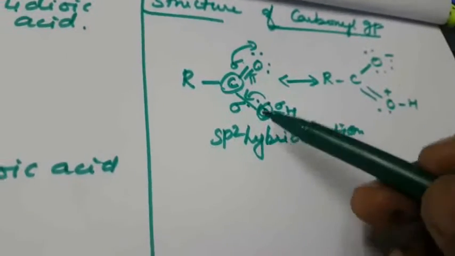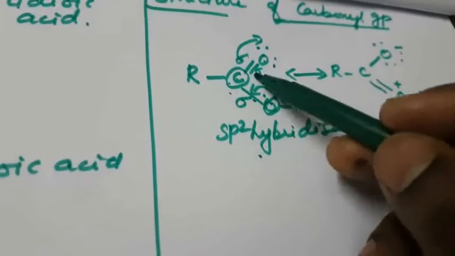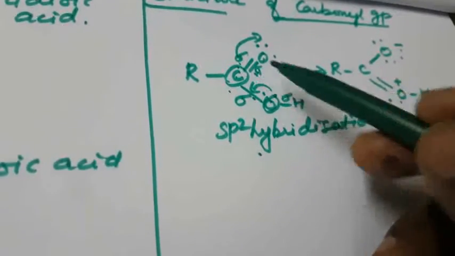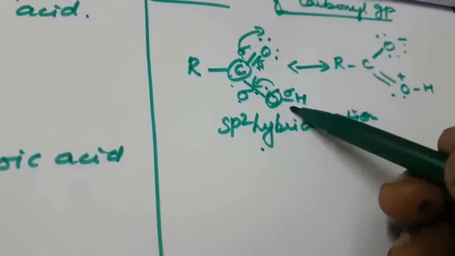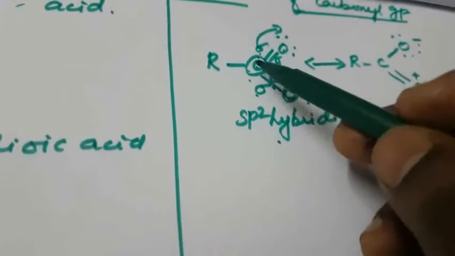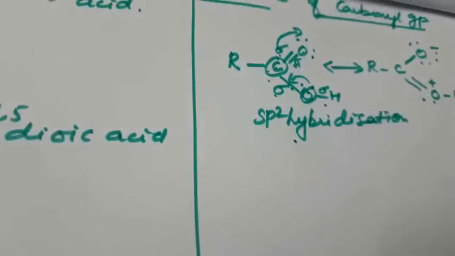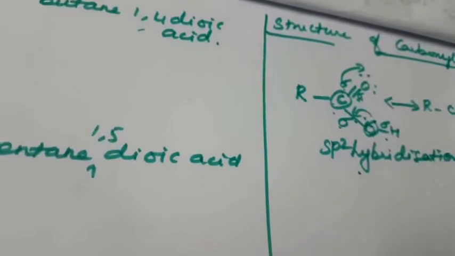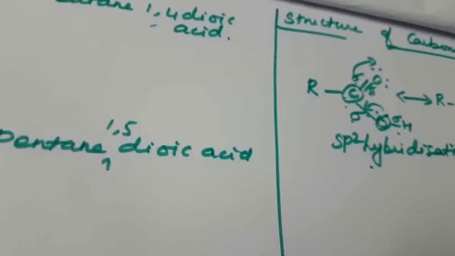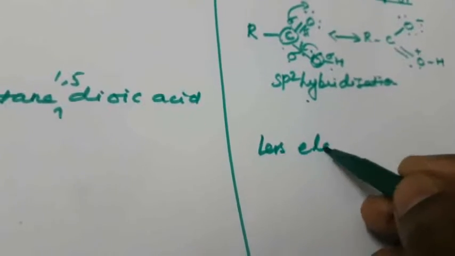So this carbon and oxygen are sp2 hybridized. The carbon-oxygen forms 1 sigma bond and 1 pi bond. Here is 1 sigma bond, and here also 1 sigma bond, so that is 3 sigma bonds and 1 pi bond. One is delocalized. That is the reason the carboxylic carbon is less electrophilic than the carbonyl carbon, because of the possible resonance structure. This is called less electrophilic.